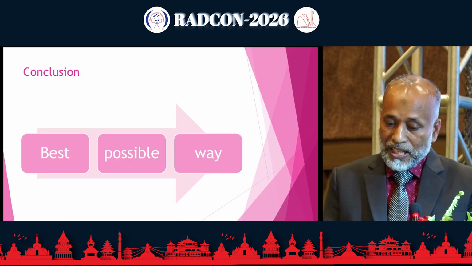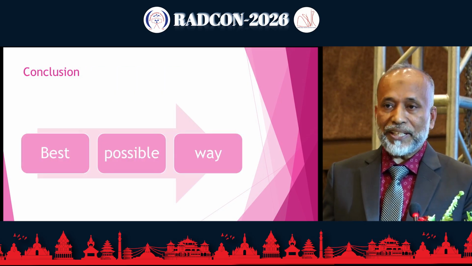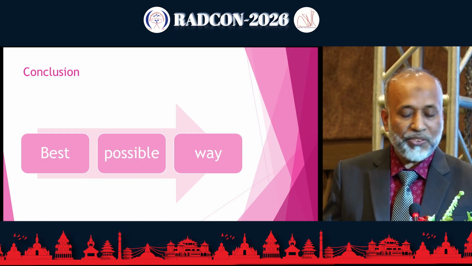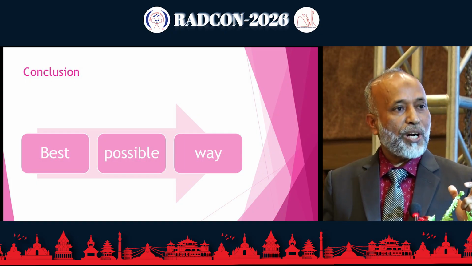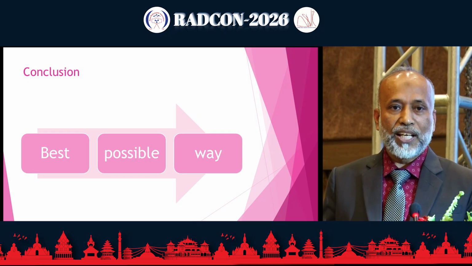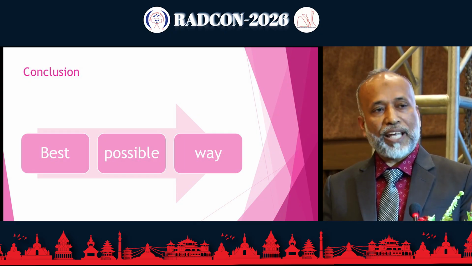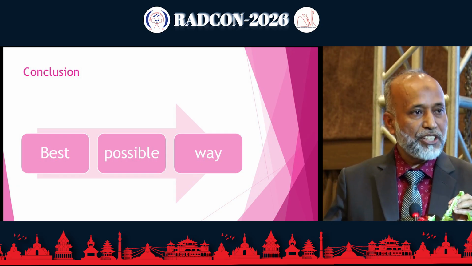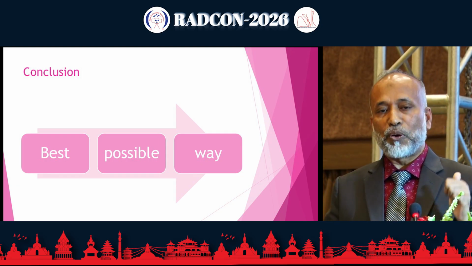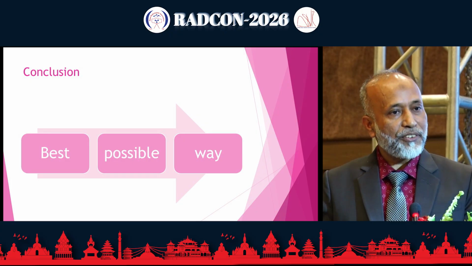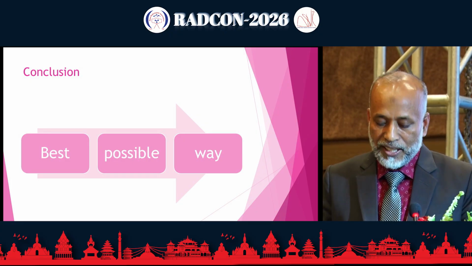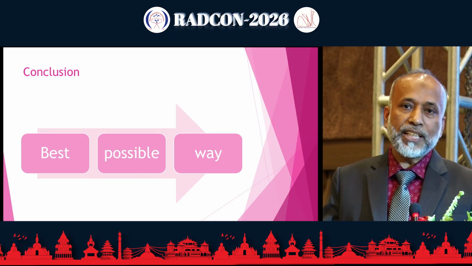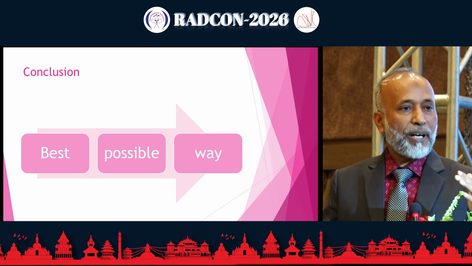So how can we do better? The only one thing we can do is to do our things in the best possible way, so that we can reduce our error. This is the only mantra. We will do every job in the best possible way. By this way, we can reduce our error, we can increase our role in radiology, and we can be in the central part of radiology.